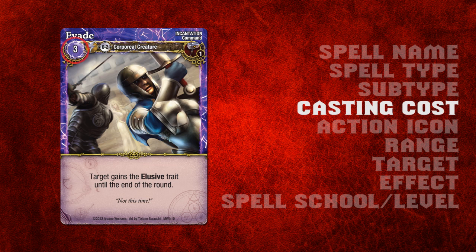The casting cost is how much mana you spend to cast the spell. And in our example of Evade, the casting cost is 3. It's indicated with that big 3 in the purple circle.